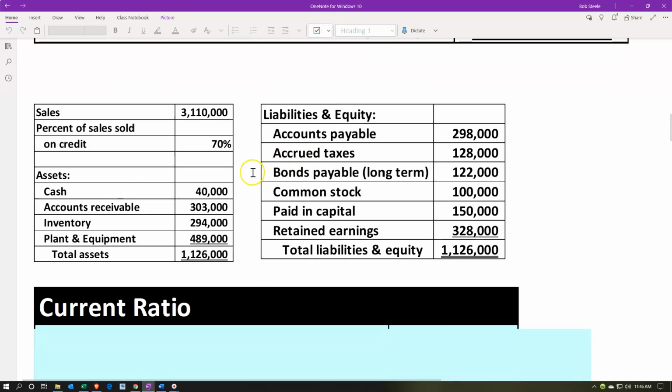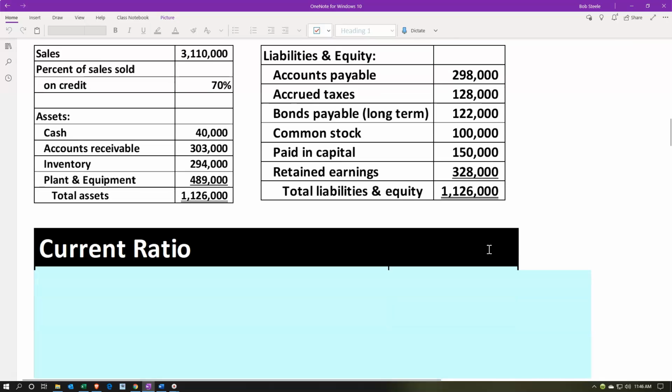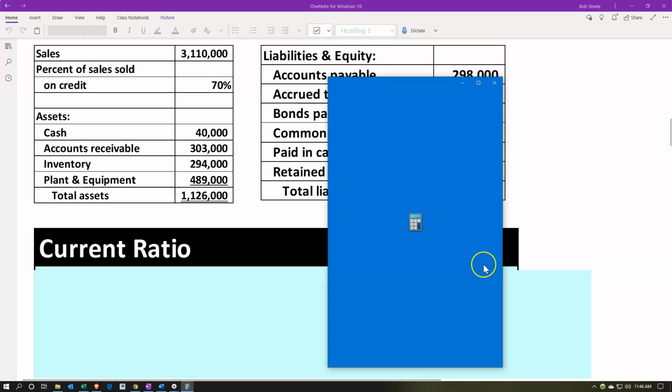We're going to have a smaller portion of the data here. So we've got the sales, here are the assets, and then the liabilities and equity bottom lines on the balance sheet being the same. We'll use that to calculate our ratio so we can get to it a bit more easily. All right, so we've got the current ratio.